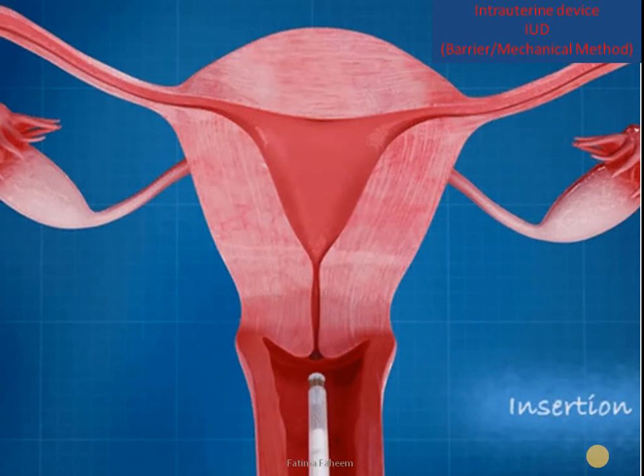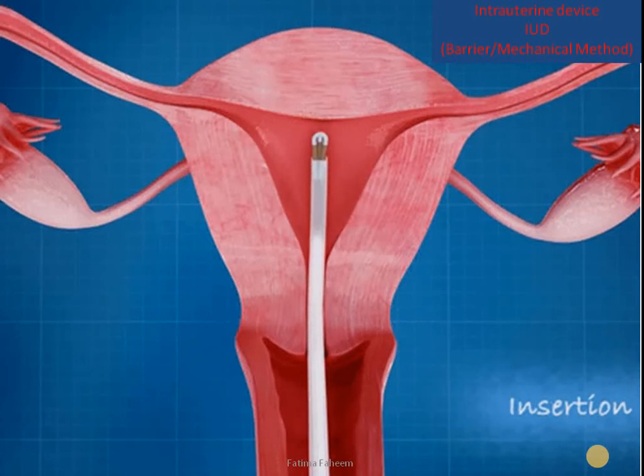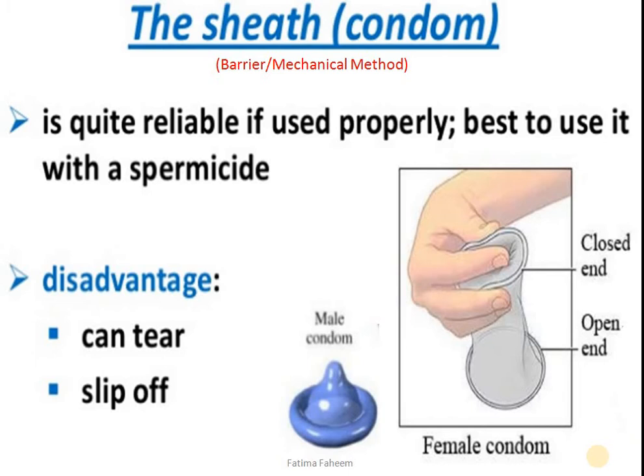So this is the insertion from the vagina into the uterus so that there is no risk of attachment of the growing embryo onto the wall of the uterus. So this is the sheath method, which is called mechanical or barrier method, both in male and female. The diagrams are showing you that, but the process is quite not reliable because of the fact that these rubber sheets can tear and can be slipped off.